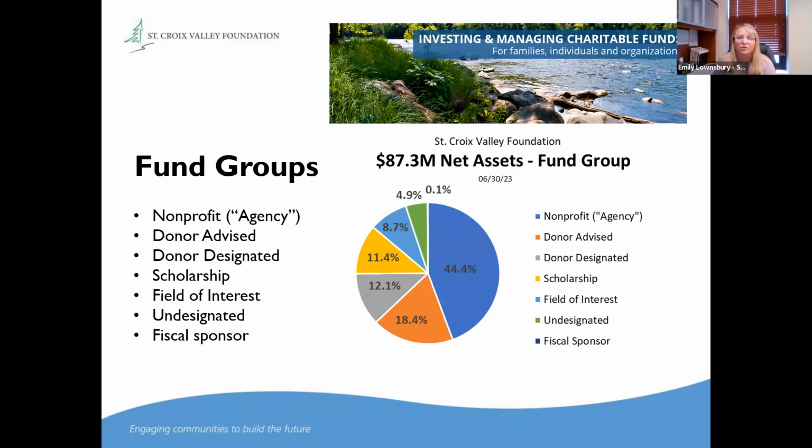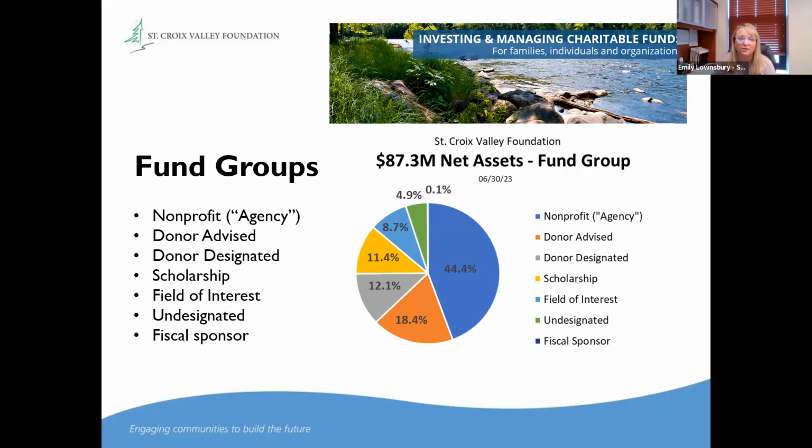Scholarship funds are about 11% of our total assets. Those enable donors to help deserving students further their education, of course. Donors can designate any level of education from preschool to vocational, postgraduate work, as well as a certain field of study, and set eligibility requirements. And St. Croix Valley Foundation staff work with those donors to determine how the recipients will be selected and administer the scholarships. So we have some scholarship committees. We also grant to schools who have their own scholarship committees. They're all structured a little bit differently.